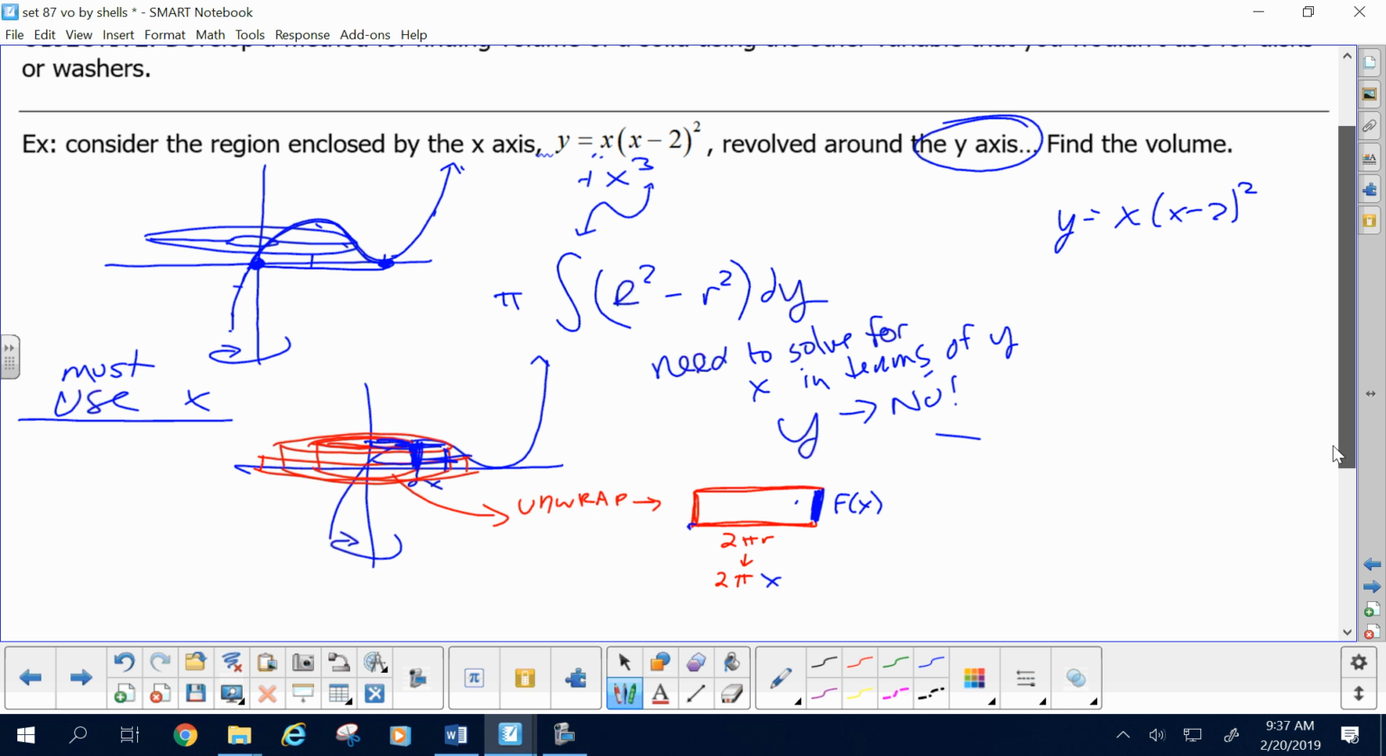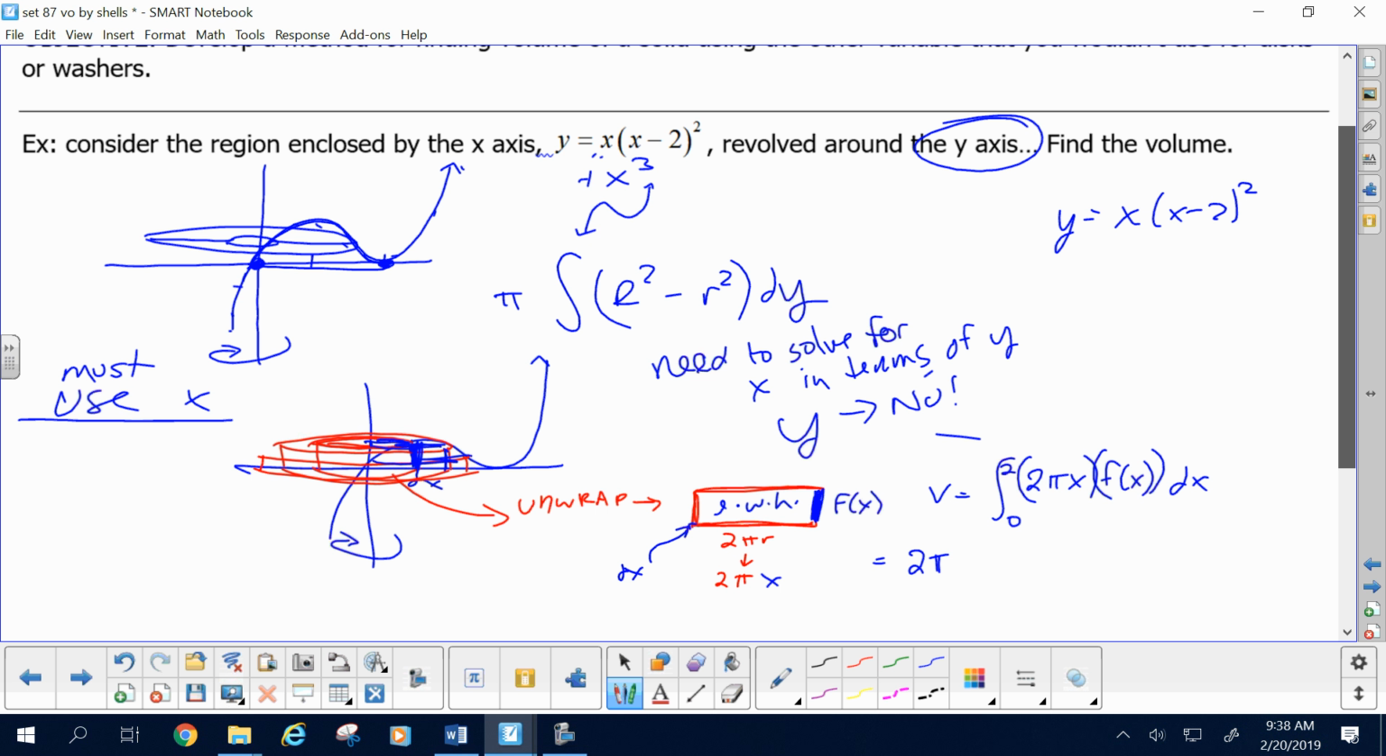What about the height? This dimension of the sheet of paper corresponds to this, and that is just the function. And what about the thickness? The thickness is dx. So, if I take that and add many of them, the volume is the length times the width times the height: 2 pi x for the width, f of x for the height, and the thickness is dx. And the limits of integration are from 0 to 2. Put that in your calculator, please.